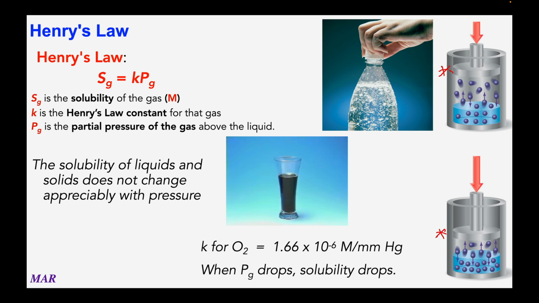There's an example of a Henry's law constant for oxygen, 1.66 times 10 to the minus 6 molar per millimeter of mercury. Millimeter of mercury is what the pressure of the gas is usually measured in. Remember, a millimeter of mercury and a torr are the same thing, and 760 millimeters of mercury equals an atmosphere. And the big M, the molarity, is the solubility of the gas in the solution, which is kind of cool.